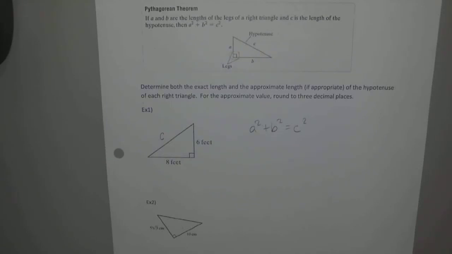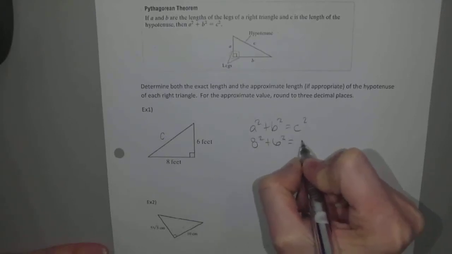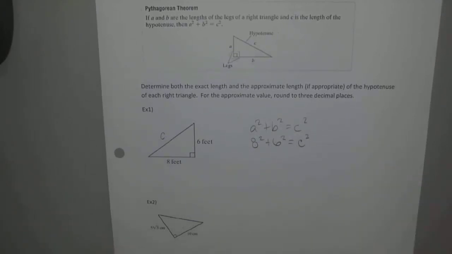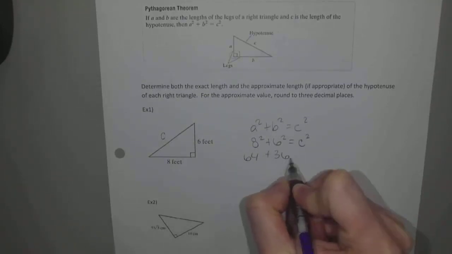So what we're going to do is fill in our legs. Does it matter where 8 or 6 goes? No, they're both legs. So the 8 can go first, the 6 can go first. It doesn't really matter. So this is 8 squared plus 6 squared. We don't know C, so he's going to stay that variable in our equation, C squared. And then if you know the squares, perfect, if not, throw them in your calculator. 8 squared is 64. 6 squared is 36.